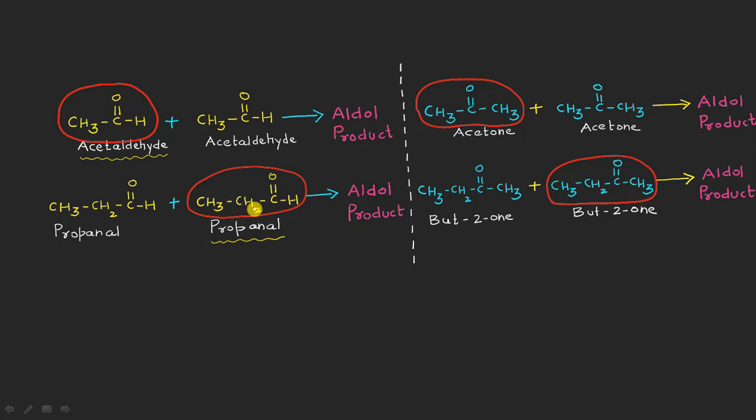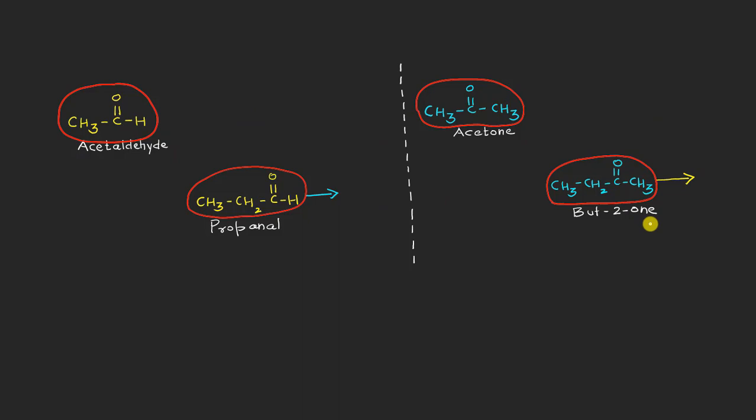This means the aldol reaction between different kinds of aldehydes or different kinds of ketones is known as the cross-aldol type of condensation, right? Even on this side, when acetone is made to react with a different kind of ketone molecule, let us say butan-2-one, even in that case, the product will be the cross-aldol type of product, right?